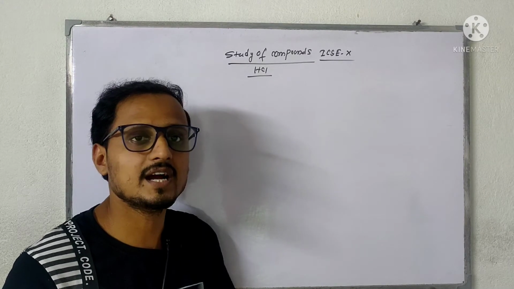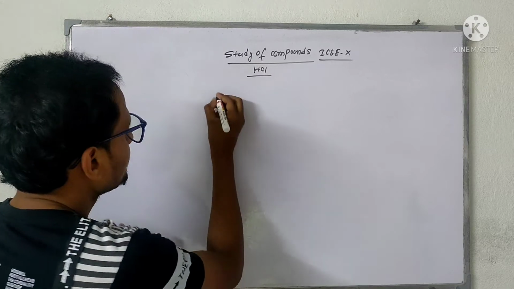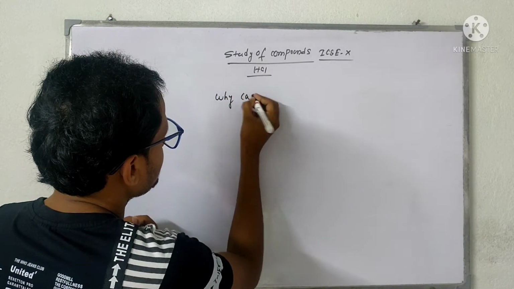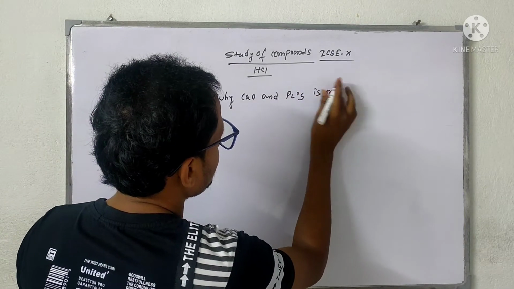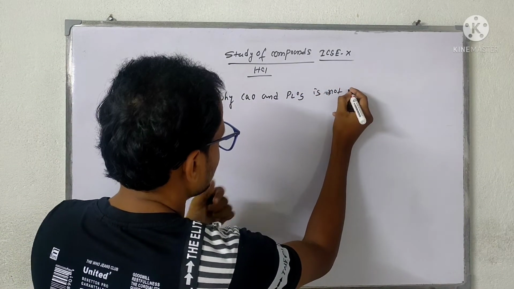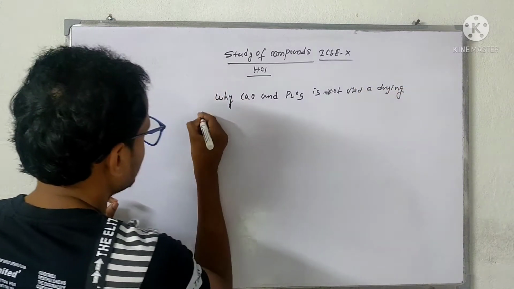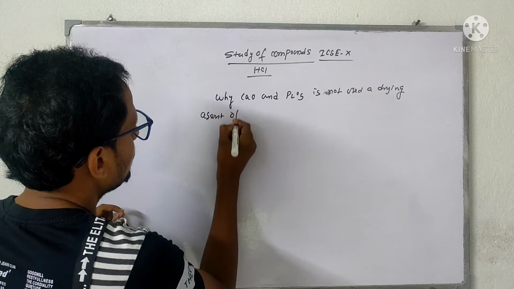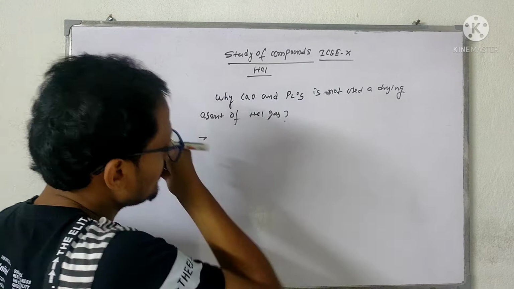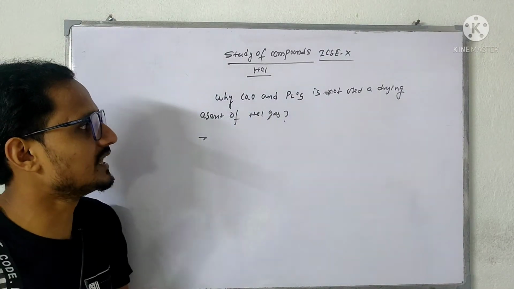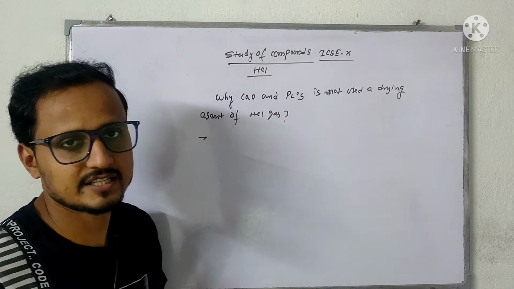Now what is the reason behind that? Why are calcium oxide and phosphorus pentoxide not used as a drying agent of HCl, that means hydrogen chloride gas? Because calcium oxide will react with hydrogen chloride to form calcium chloride and water. That's why it cannot be used.